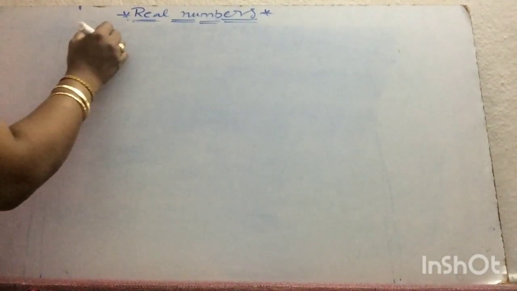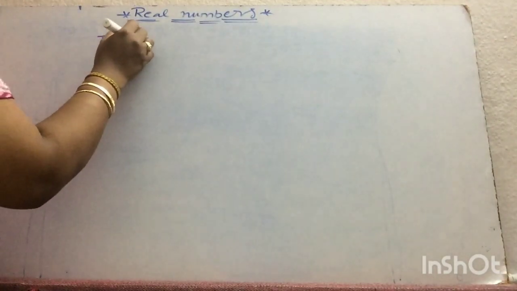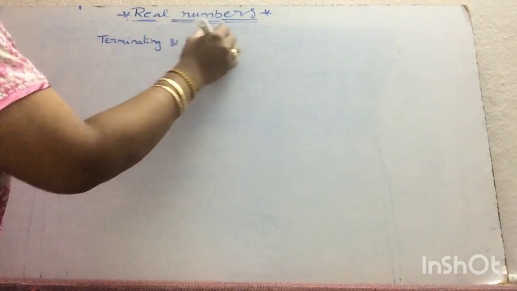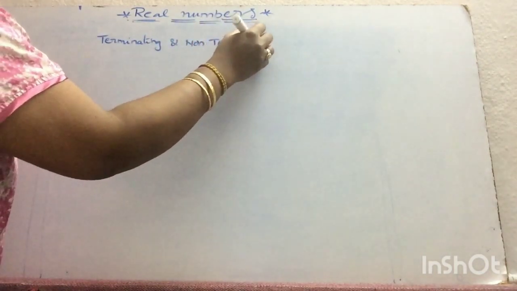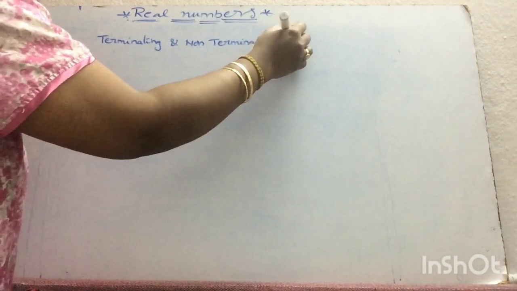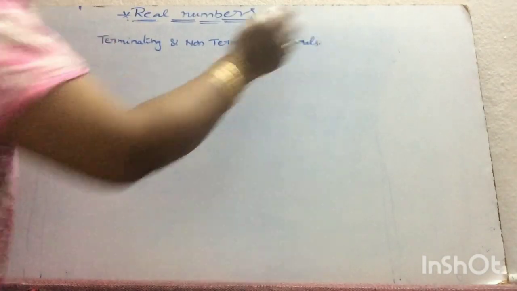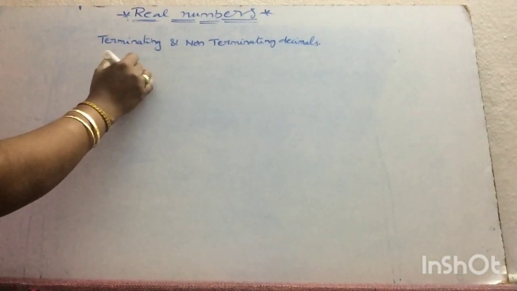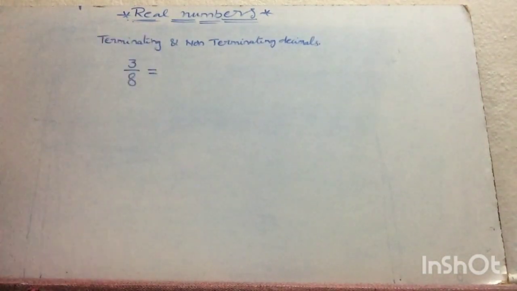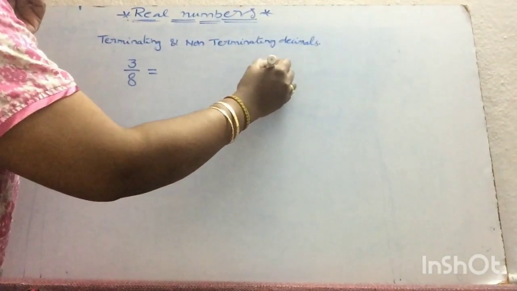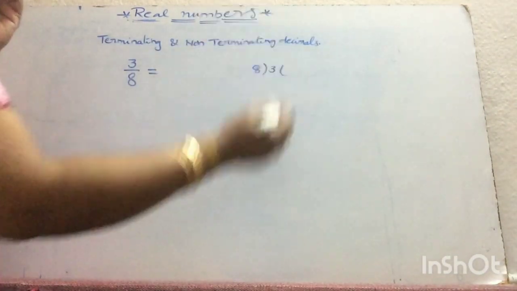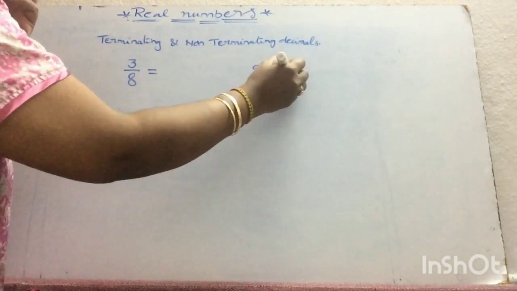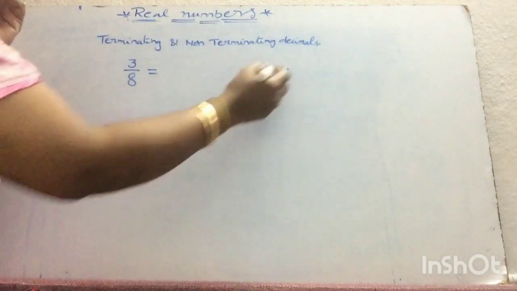Now I will discuss terminating and non-terminating decimals. I will take the fraction 3 by 8. So we will divide 3 by 8. 3 is less than 8, that's why we put a point here and put 0 here.